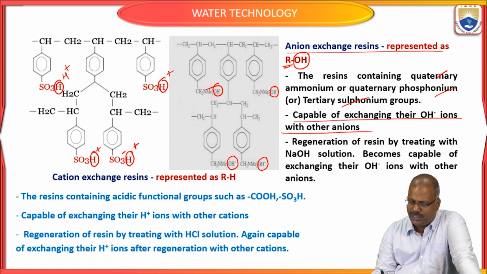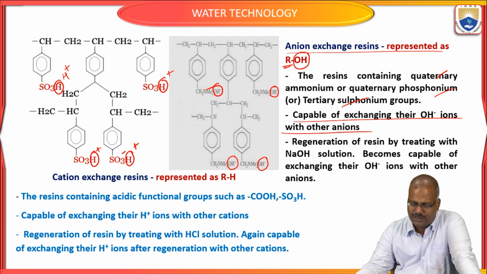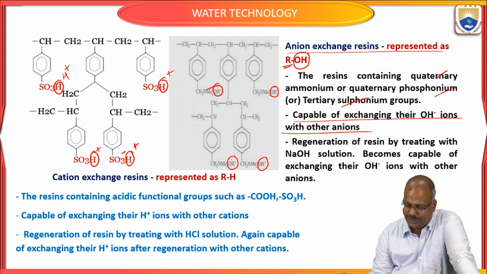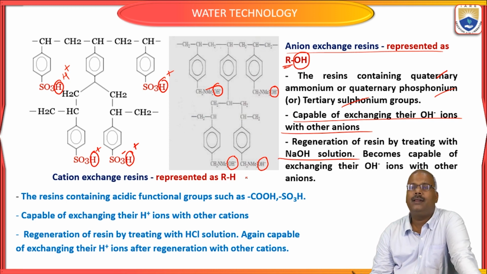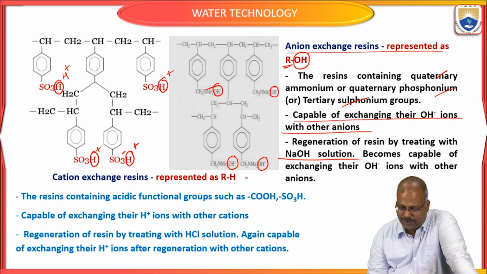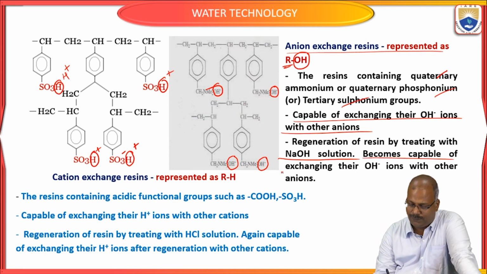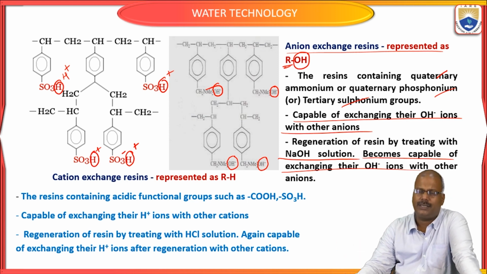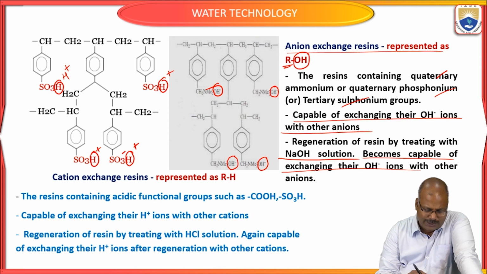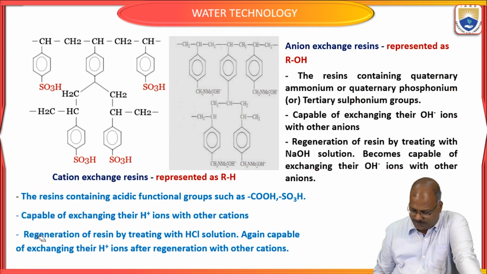Regeneration, again: once all these OH minus ions are exhausted by exchanging with anions, we can regenerate this by treating with NaOH solution. Again, OH minus will go there, and all the anions will be taken out, so that it becomes regenerated and capable of exchanging OH ions again with the other anions present in water. So this is the principle behind this ion exchange process.